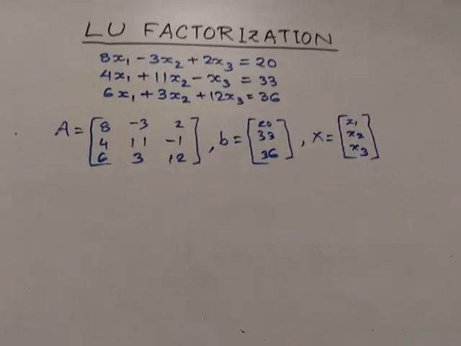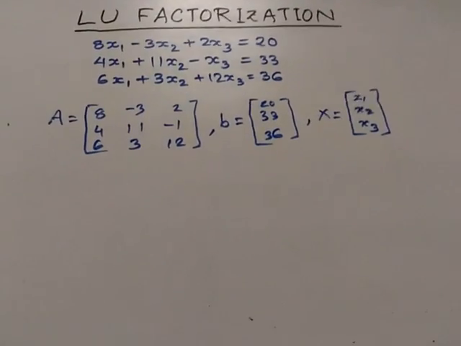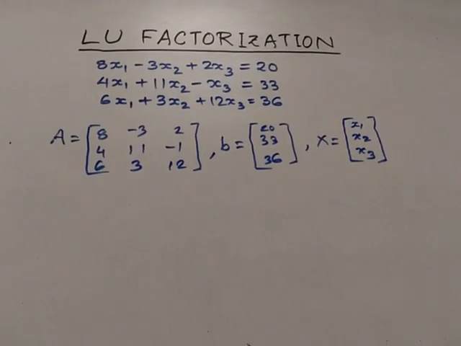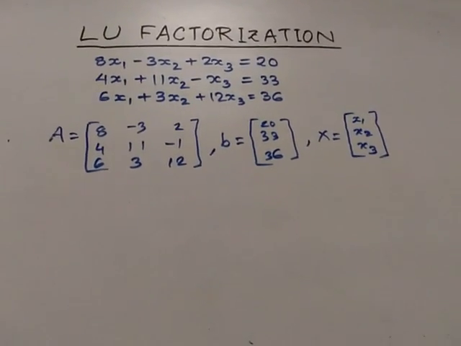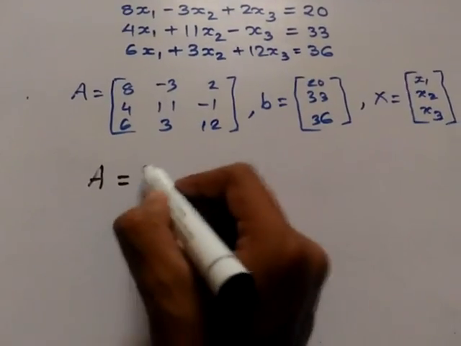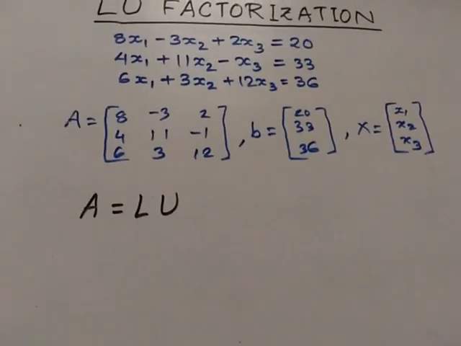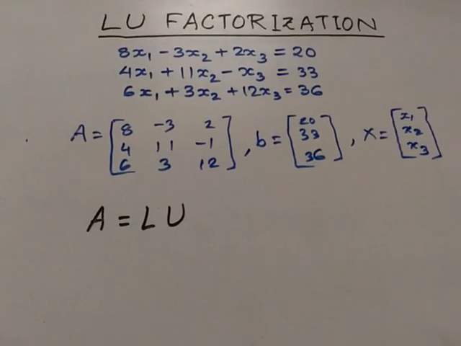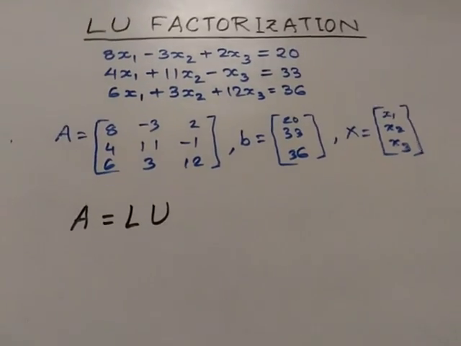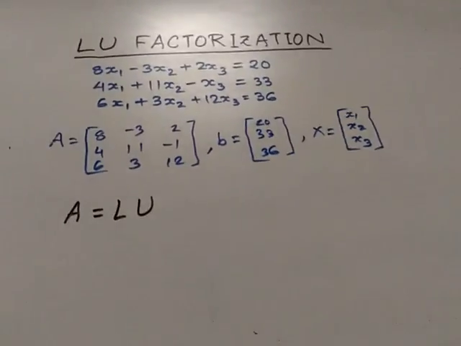Now what I will do is, I will factorize the matrix A into the multiplication of L and U. L and U are two matrices. Their multiplication will give us A. I will just assume that. So A is equal to LU. Now, as I am breaking A into L multiplied by U, the method is known as LU factorization.